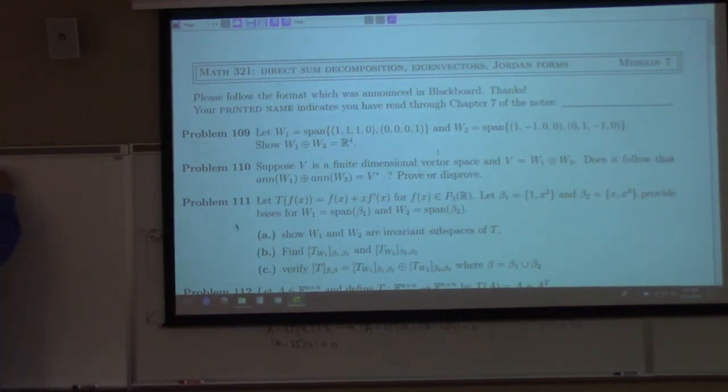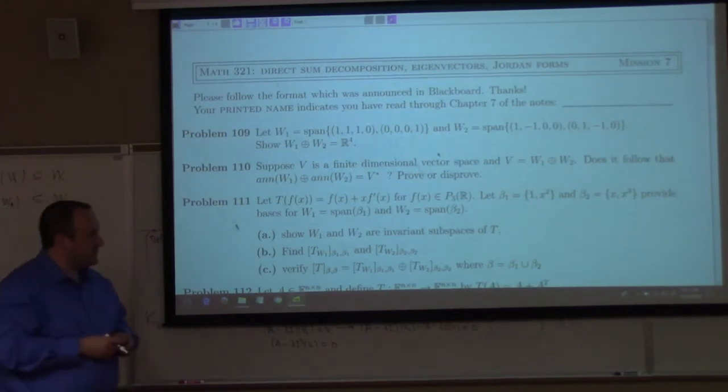Invariance of the subspace would mean T of W1 is a subset of W1, T of W2 is a subset of W2. That would be invariance of T. Invariance of W1 and W2 under T.